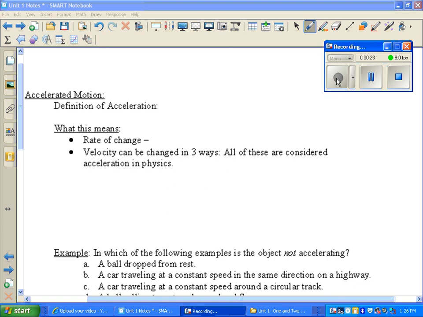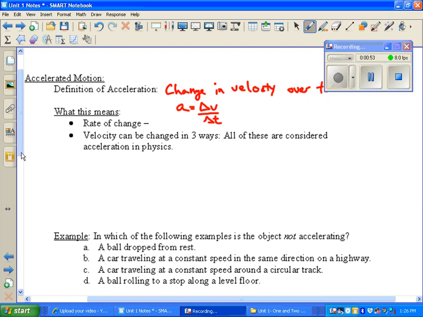So first we're going to define acceleration. Acceleration is a change in velocity over time. Okay, we could write that in equation form. A is delta V over delta T. So that's going to be important. That equation is not on a reference table, but it's one that's really important. It's the definition of acceleration.